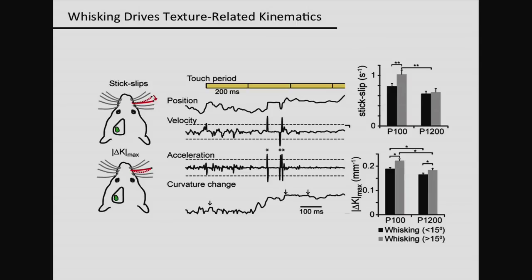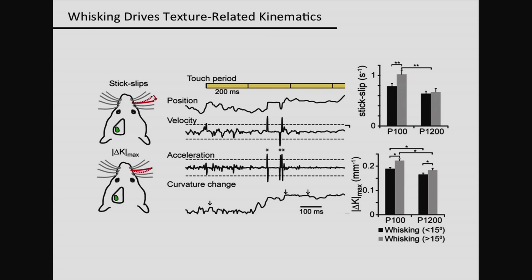So one of the things that we did was look at the high-speed videos and the fine-scale kinematics of the whiskers. We looked at two parameters. One parameter is so-called stick-slip events. These are high acceleration, high velocity events where a whisker catches on to a particular texture and then slips free. These stick-slip events are thought to underlie texture coding.